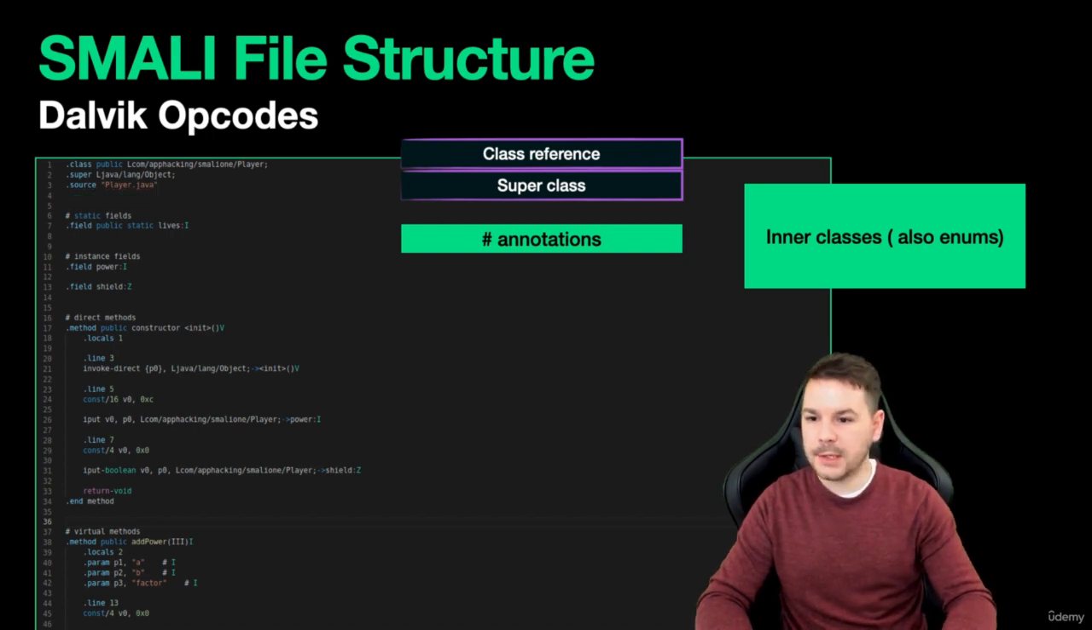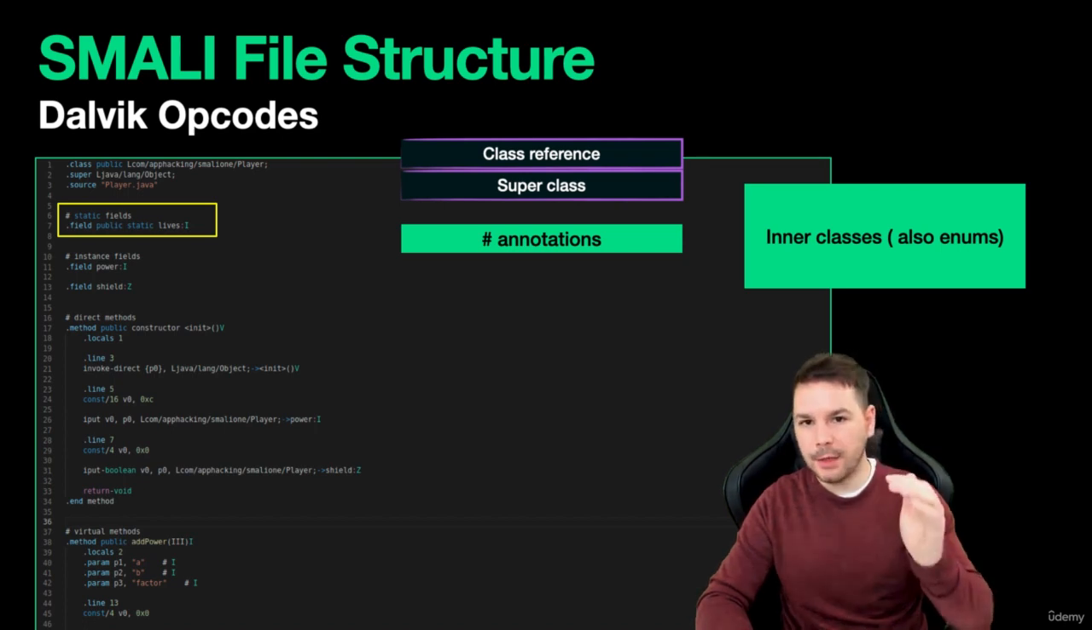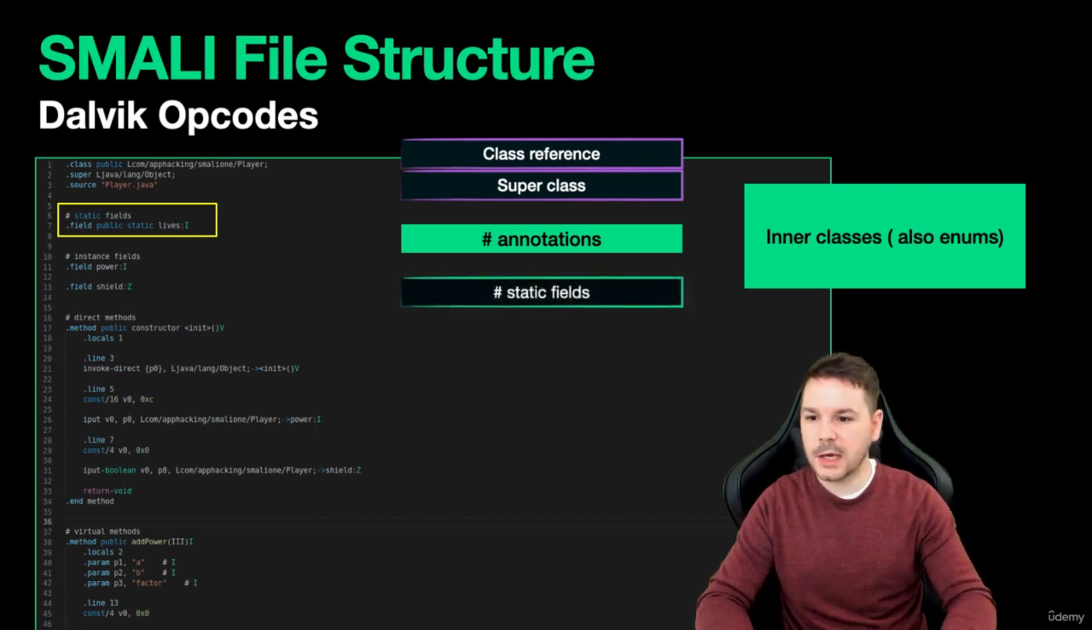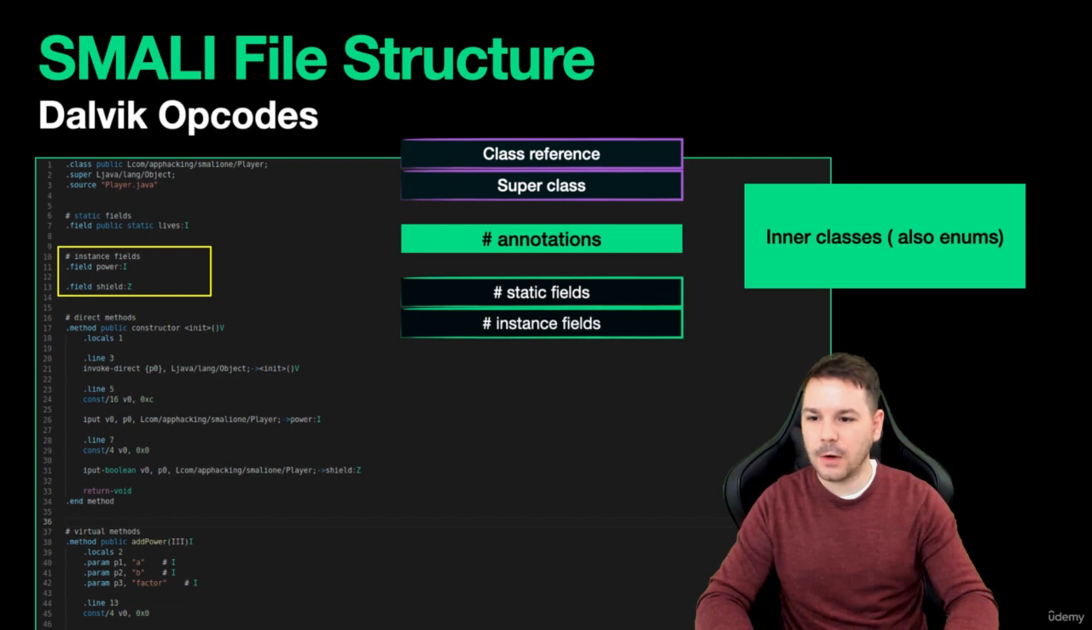Alright, next we've got the static fields, line 6. And the static fields section starts with a hashtag. Underneath this one, we've got all static fields within this class. In this case, we only have one static field, which is lives. It's from type, correct, integer. Next, we've got the instance fields, also starting with a hashtag. Now we've got all our class variables. In this case, we've got power and shield. So you see, I've added some new instance variables over here.